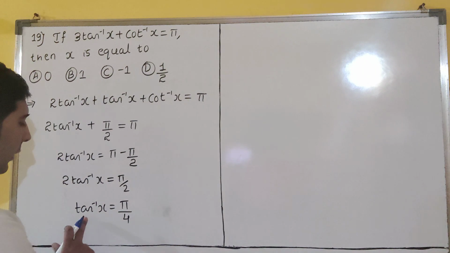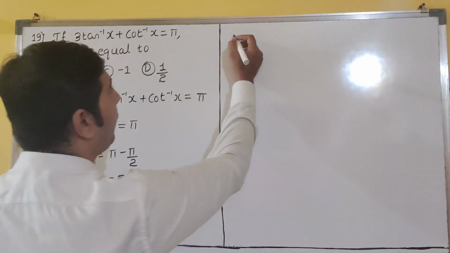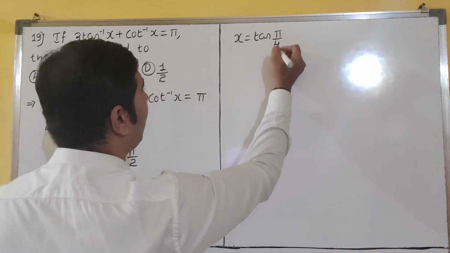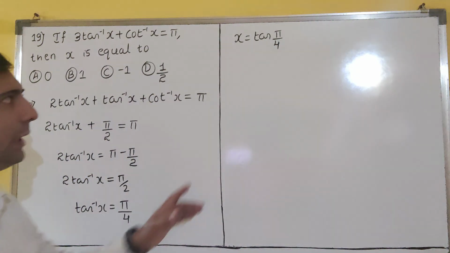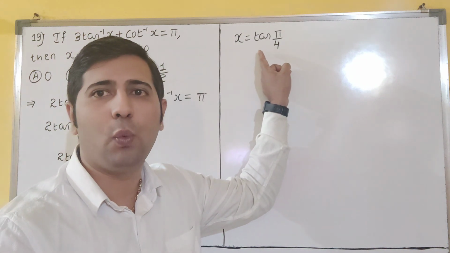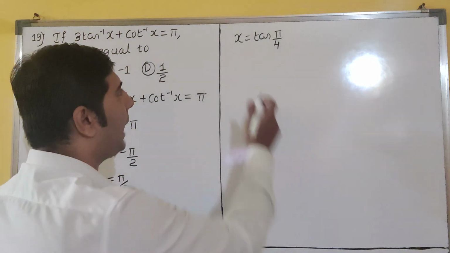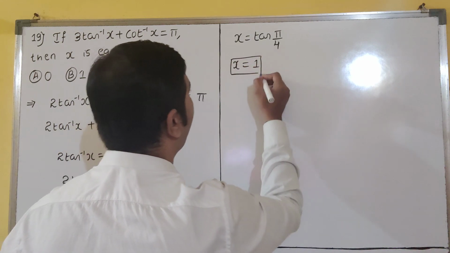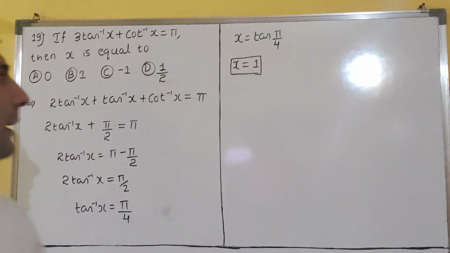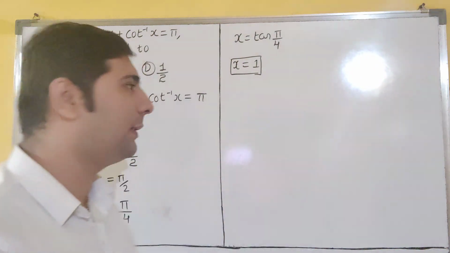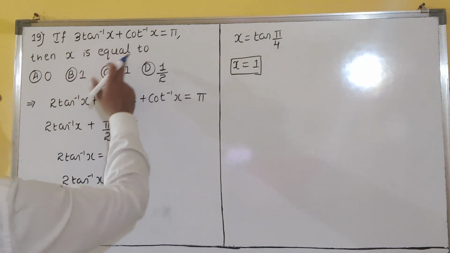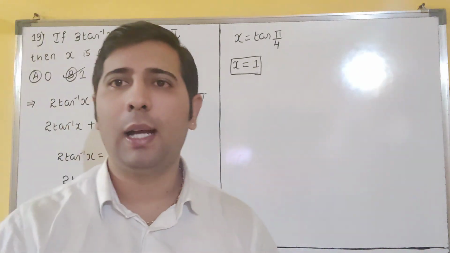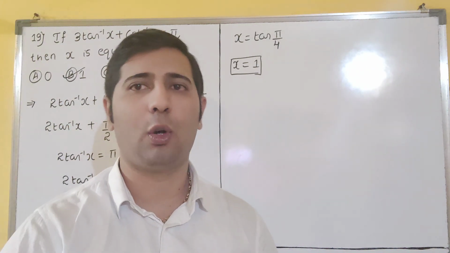Understood? So now tan inverse you take this side. So what it will become? X is equal to tan pi by 4. If you take tan inverse on the right hand side, it will become tan pi by 4. Chamka? So tan pi by 4 is how much? Tan 45 is 1, dear students. This is our required answer, the value of x they asked. So that is B. B is the correct answer. I hope it is clear. We will see the next question. Please copy this.